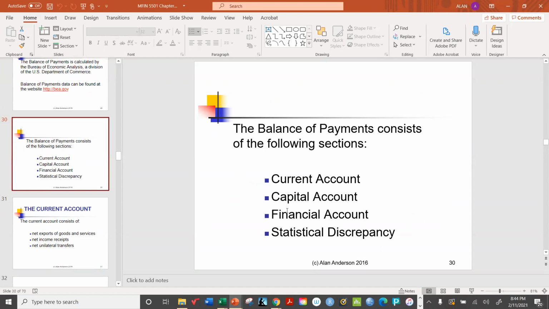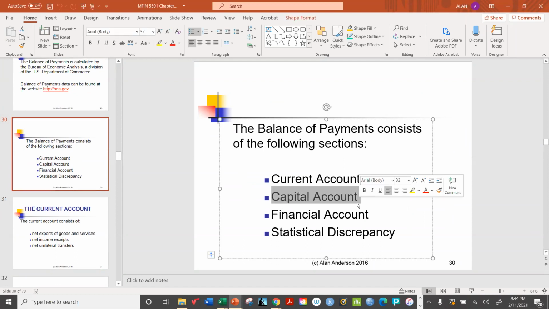Now, basically, the capital account is really tiny. We almost don't even have to worry about it. But the 2 important ones are the current account and the financial account. The statistical discrepancy is just a balancing item. It isn't really an account of its own. So really, these are the 2 we want to focus on. This is where we find the trade in goods and services, plus the income receipts. Down here, we find the financial flows where investments take place. Okay, so that's really what we want to focus on.